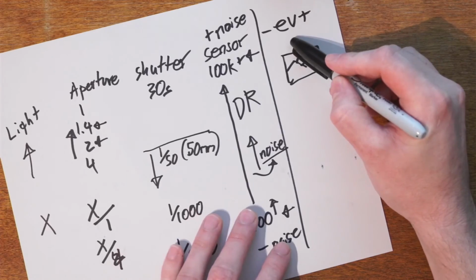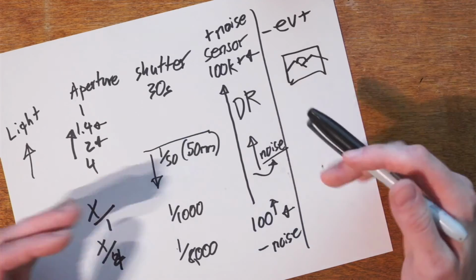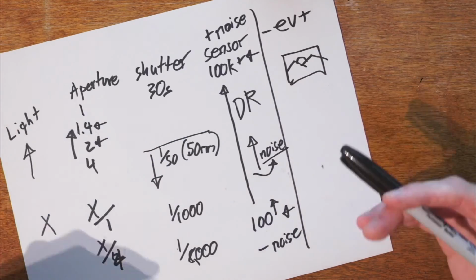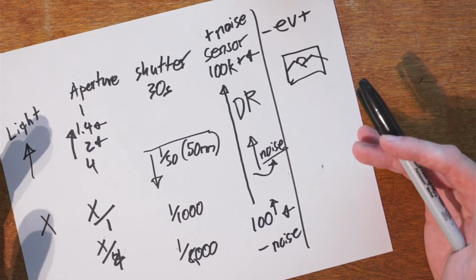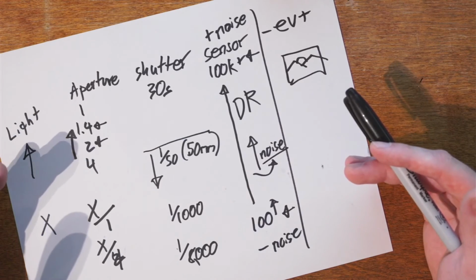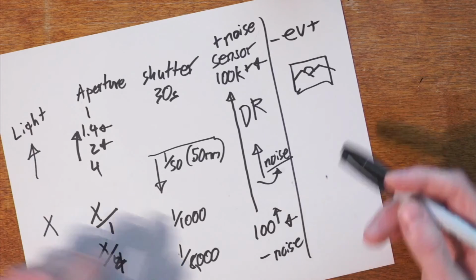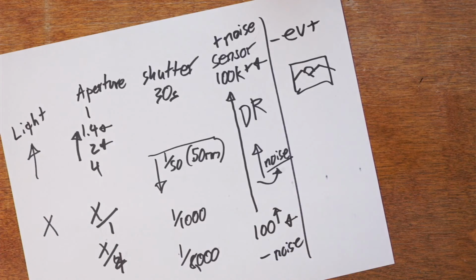And then dynamic range is somewhere in the middle. And then our exposure, plus and minus, is just how bright or dark you like your image to look versus what your camera thinks is a true neutral. So your guys' homework is going to be to explore these things on your camera.